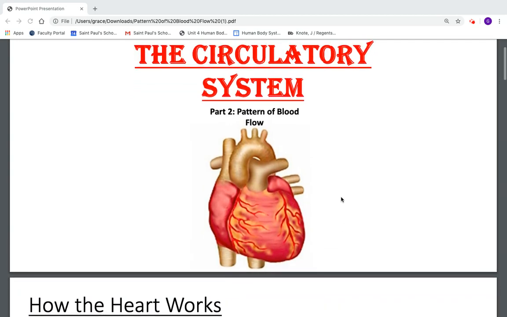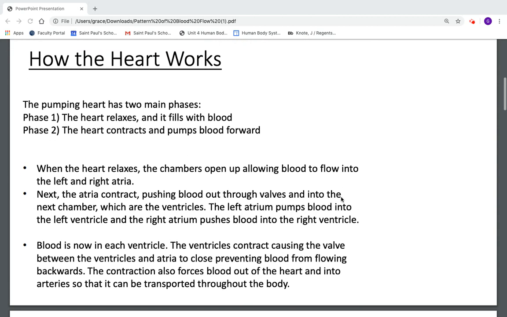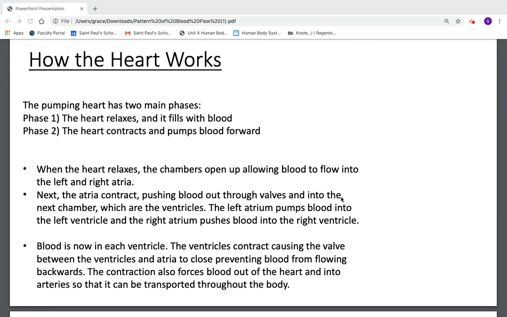Now let's take a closer look at the pattern of blood flow throughout the heart, lungs, and to the rest of the body. How the heart works. The heart beats in two main phases. First, it relaxes, filling with blood, and then it contracts, pumping blood forward along the circulatory system.